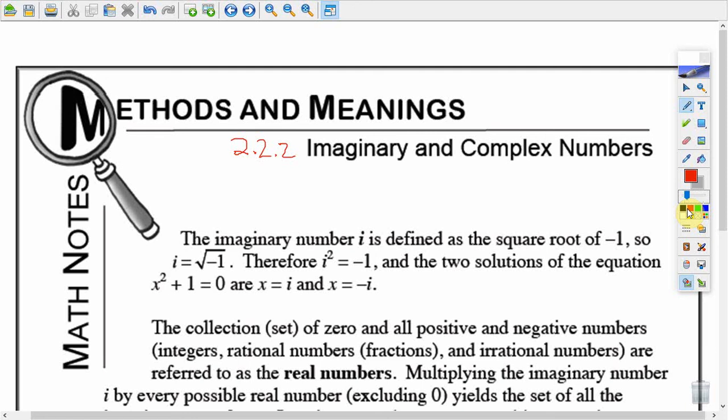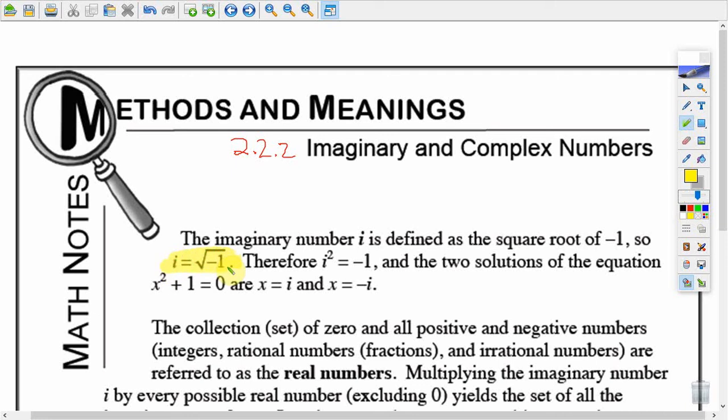Today we're going to be looking at imaginary and complex numbers, which will be section 2.2.2 in your book. So, imaginary numbers, what are they? Well, pretty simple actually. They're not actually that difficult, as scary as they look. An imaginary number, i, is defined as the square root of -1. That is the basis for all of this. i equals the square root of -1.